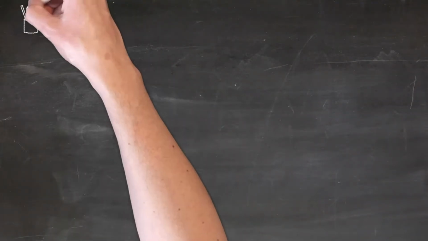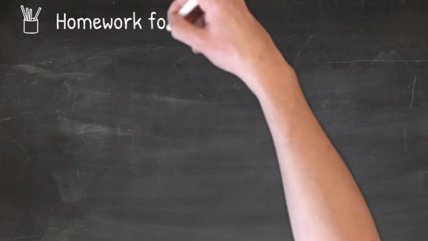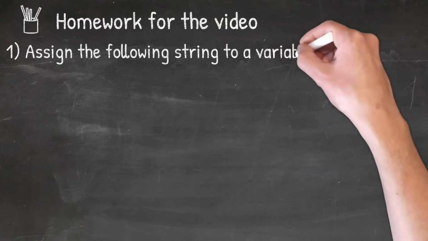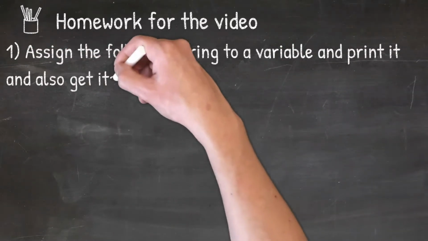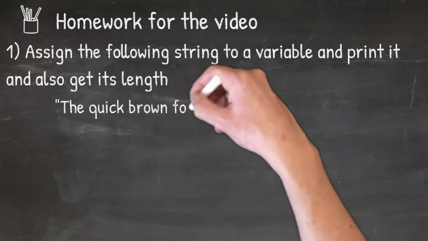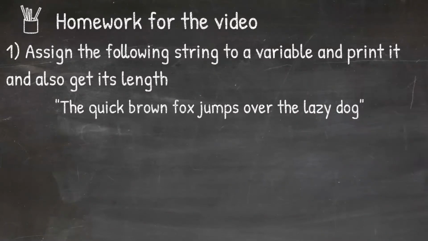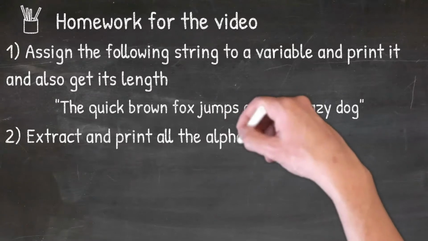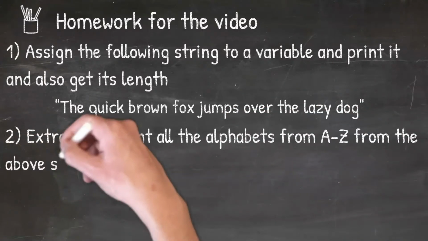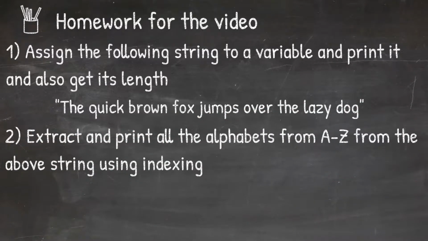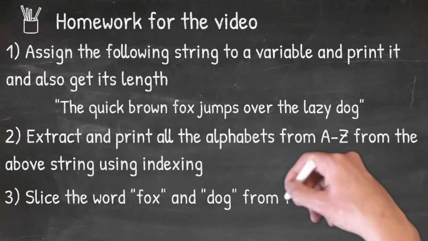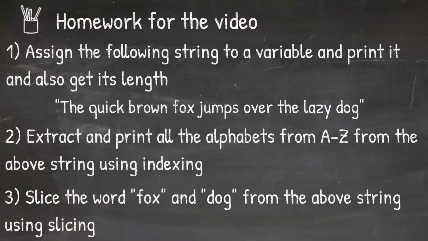In my last video, I requested you to do the following homework. Open the Jupyter notebook and assign the string "The quick brown fox jumps over the lazy dog" and print the string. Also, get the length of the string. Next, extract and print all the alphabet from A to Z from the string using indexing. Next, slice the word fox and dog from the same string.